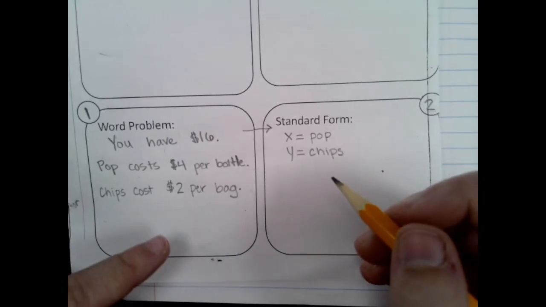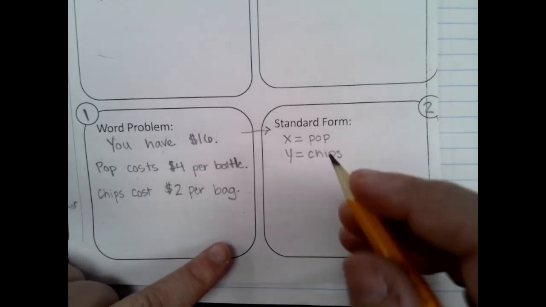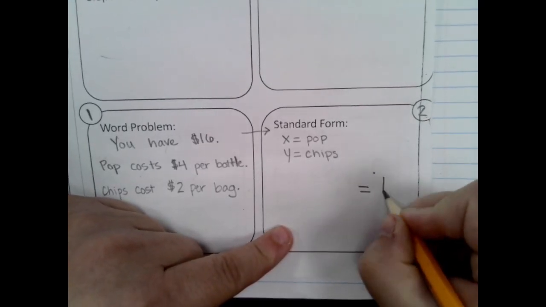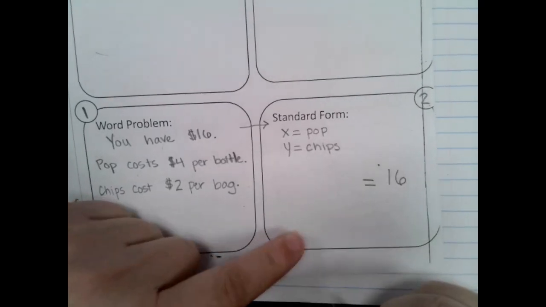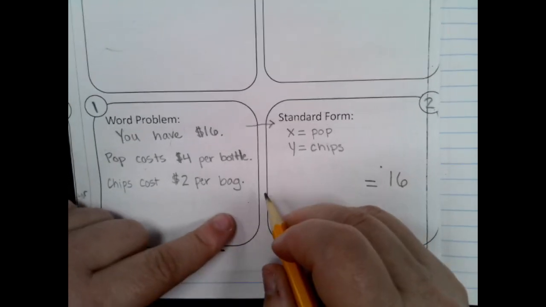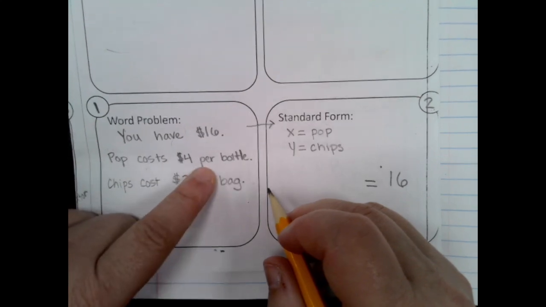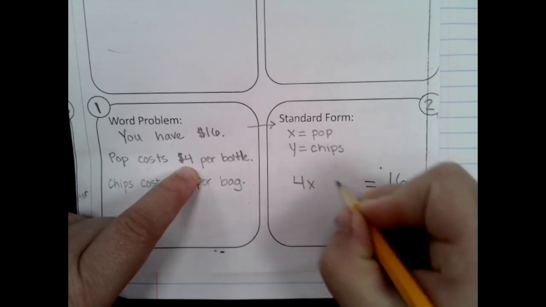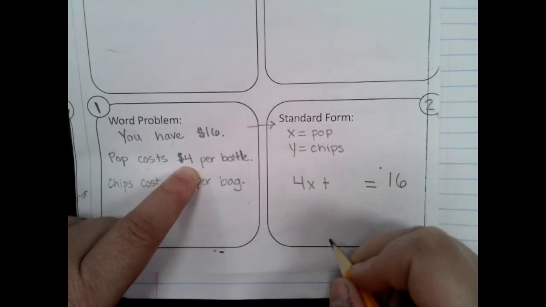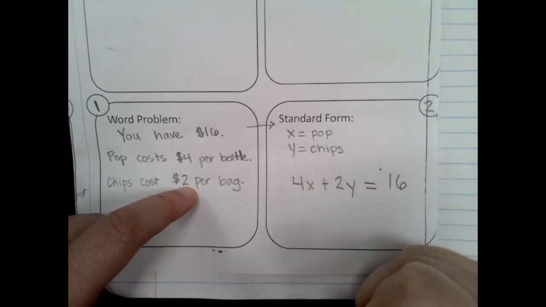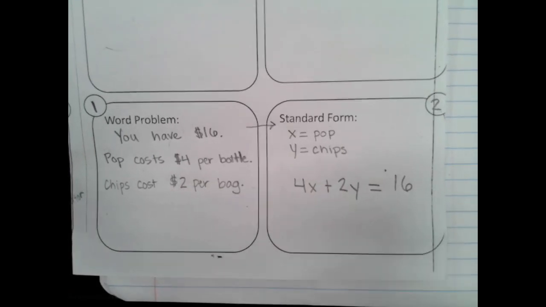All right, we know the total is how much? How much are we spending? $16. So it's going to equal 16. For my pop, how much is it per pop? 4. So it's going to start with 4x plus how many chips? For chips, it's 2y. So 4x plus 2y equals 16.